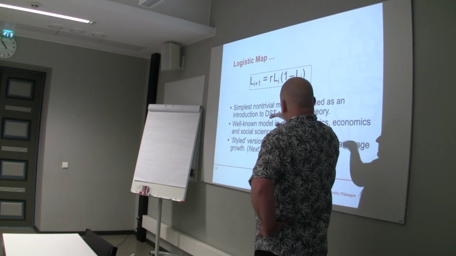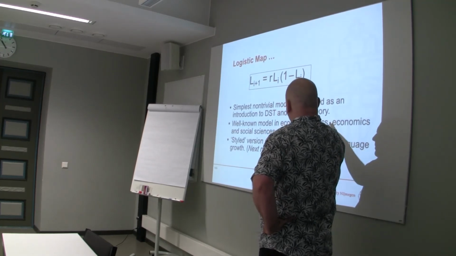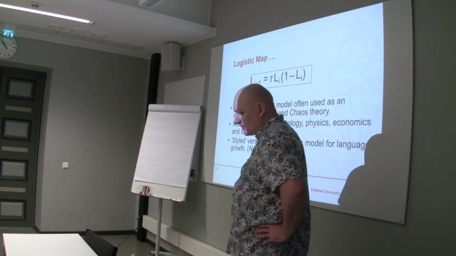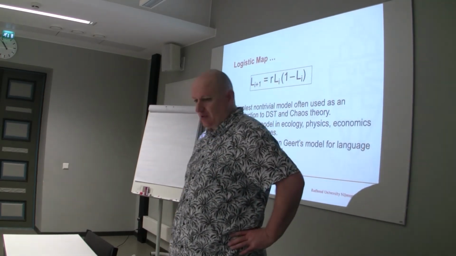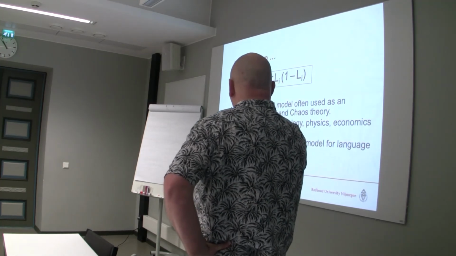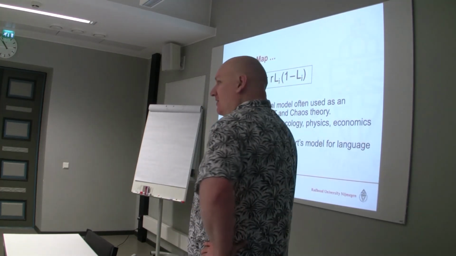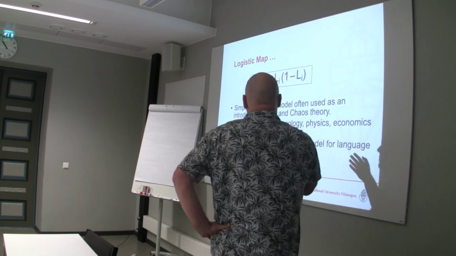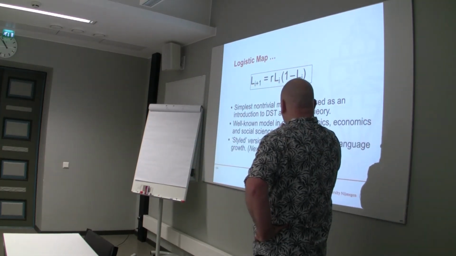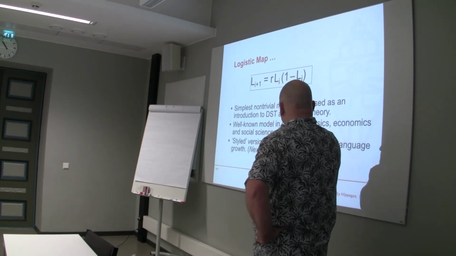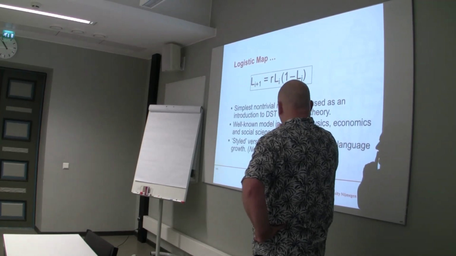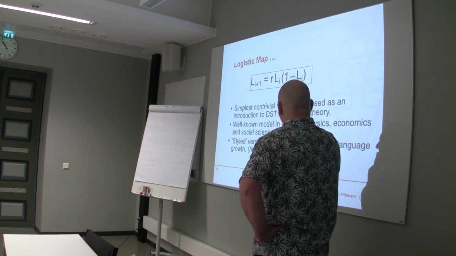So it's the simplest non-trivial model used as an introduction to dynamical systems theory, but especially the second part to chaos theory. Because this model can produce something called deterministic chaos, and we'll talk about what that is. So well known in ecology, social sciences, well, if you're at our department, it's fine.